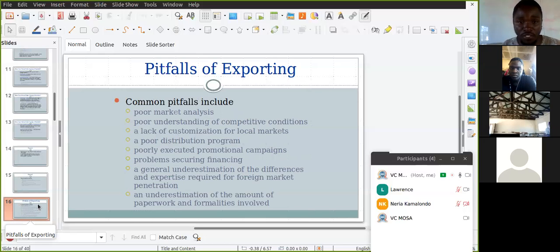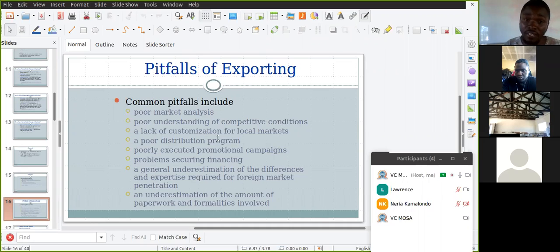Pitfalls of exporting. If you do not do the good work before you start exporting, there are some pitfalls that you're going to experience. So we've got poor market analysis. You decide to start exporting before you get full information of a given market. And then poor understanding of competitive conditions. You decide to go into a market, you don't know whether there's already a monopoly in that market, and you do yourself no good in producing a product if at all you can't beat the monopoly of that given area. So you need to understand the market that you're going in.